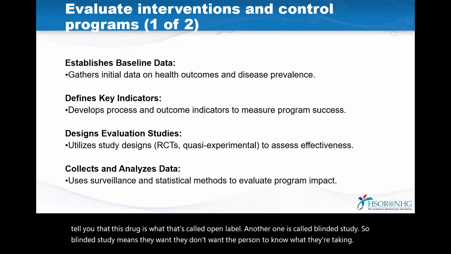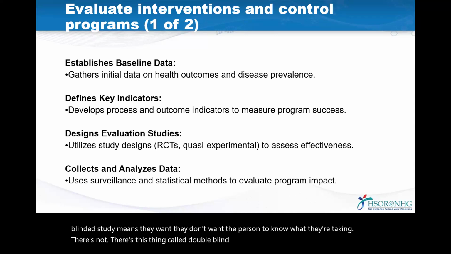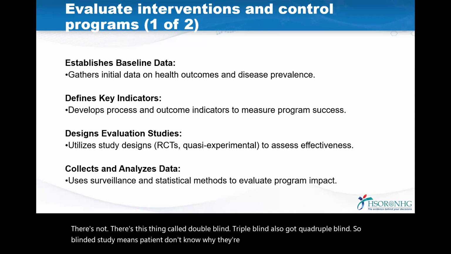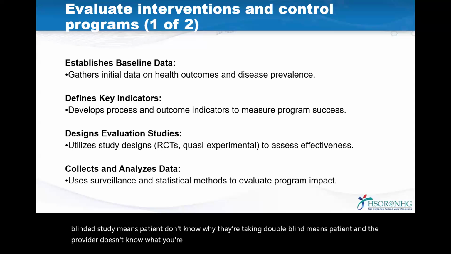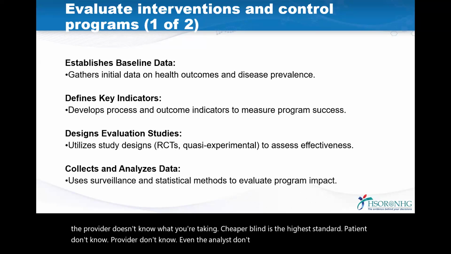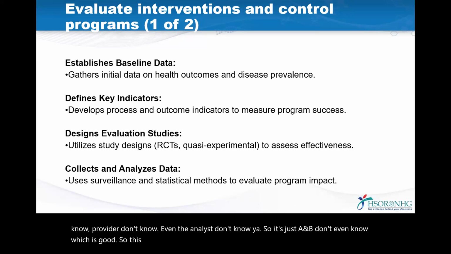There's the thing called double blind, triple blind, not sure about quadruple blind. So a blinded study means the patient doesn't know what they're taking. Double blind means the patient and the provider don't know what they're taking. Triple blind is the highest standard. The patient doesn't know, the provider doesn't know, even the analyst doesn't know. So it's just A and B. They don't even know which is good. So this is the highest form of evidence, where it's triple blinded. So you can come across this.